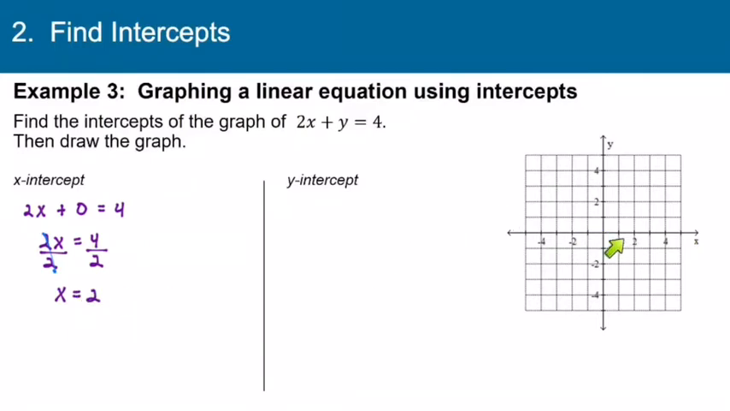So all we have to do to plot this point, we know it's on the x-axis, so all we have to do is come to the right 2 spaces and put our dot.